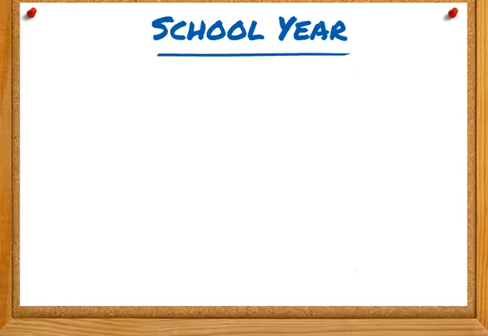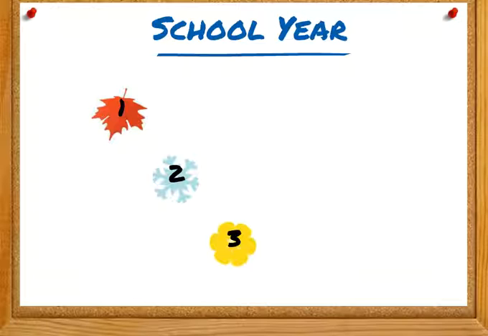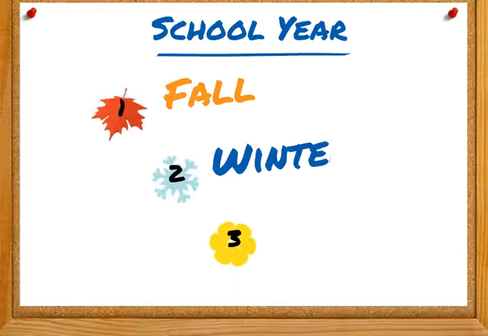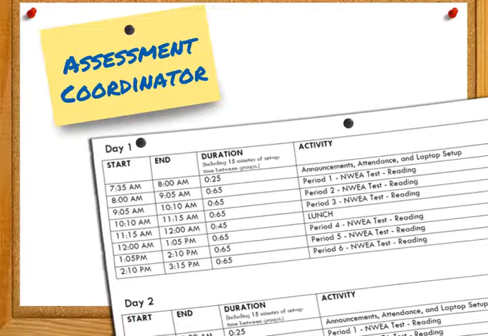Let me share how MAP assessments fit in our school year. At our school, we assess 3 times per year: fall, winter, and spring. We follow the schedule and plans provided by our assessment coordinator. This person is one of several MAP team leaders at our school. The assessment coordinator oversees the whole MAP assessment and is a good contact when I have questions about the testing schedule.